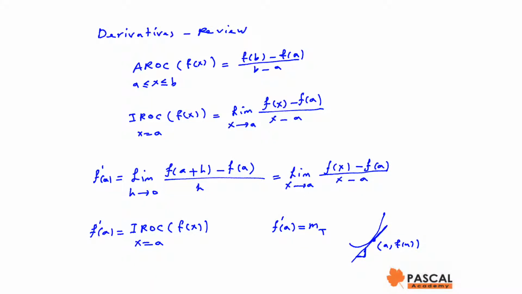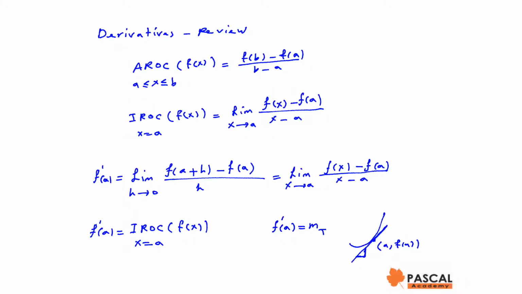Let's review what we have done in the course so far. We started with the meaning of average rate of change of a function when x is between a and b, which is the slope of the secant line joining the endpoints of the interval. Average rate of change of a function is the rate of change of a function over an interval. Average rate of change of f of x when x is between a and b is f of b minus f of a over b minus a.